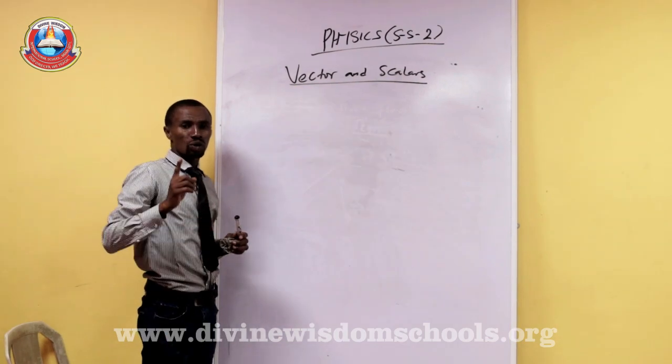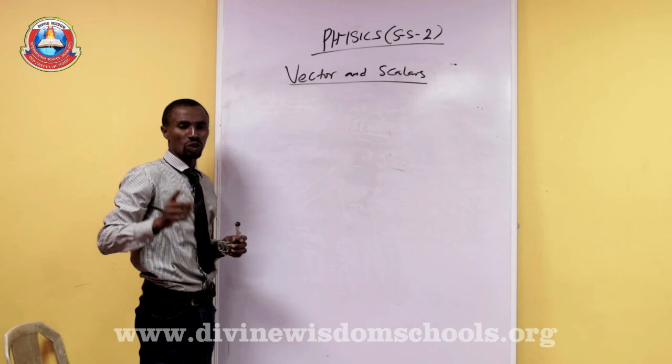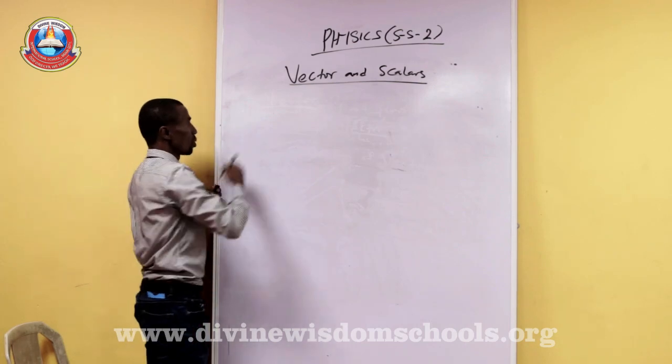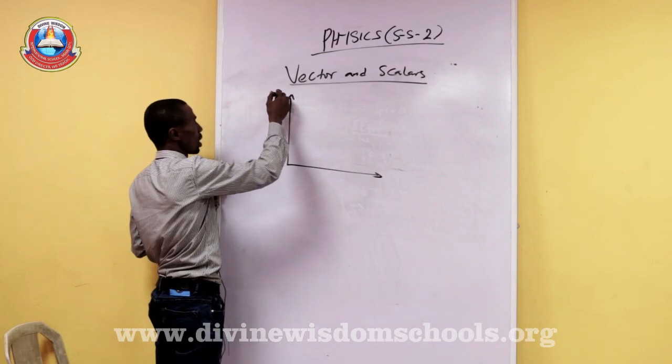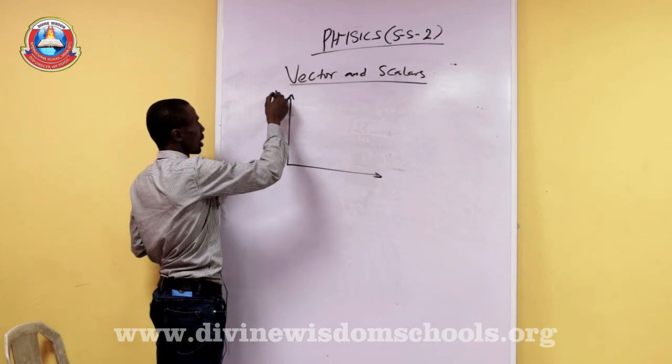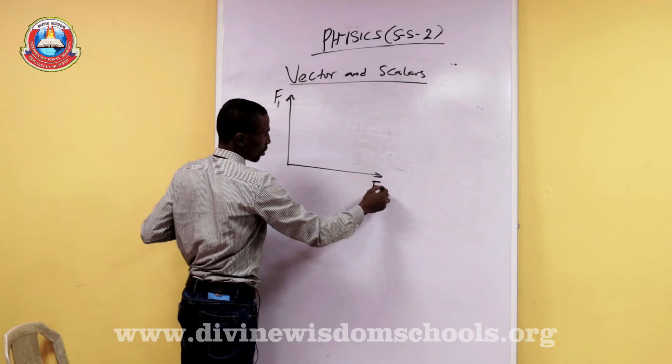Now, what about when two vectors act perpendicular to each other? We have something of this nature. Let's say this is vector 1. We can have here F1 and F2.